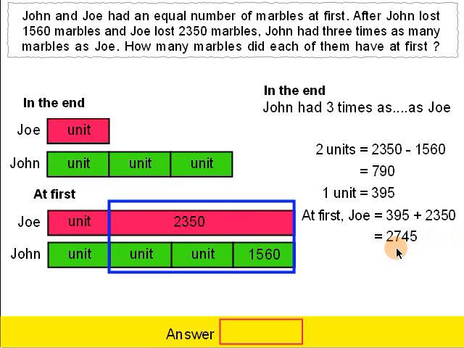And if you were to work out the sum for John at first, it will be 3 units plus 1560. You should be able to get 2745 as well, because they had the same number of marbles at first. So the answer is 2745.